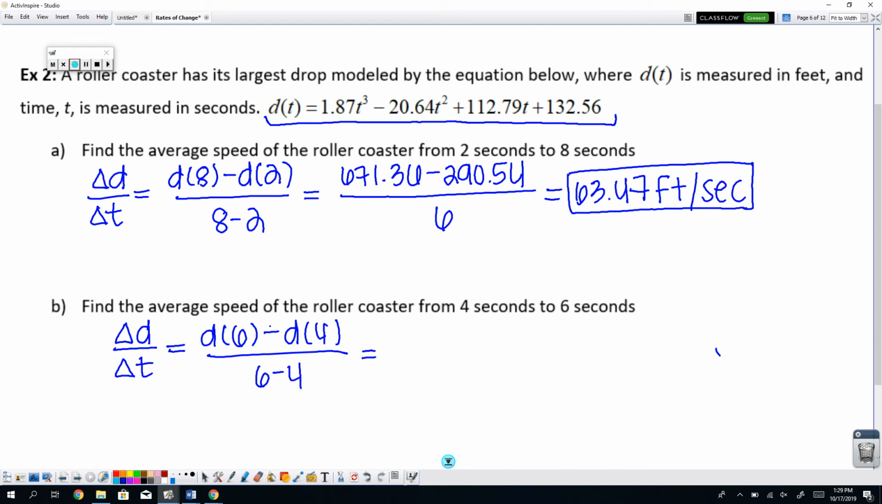Okay? So again, I'm just going to plug it into my table, and I can do the same thing with my TI Nspire if I want to use that instead. You just go to the table by using Control T. So this is 470.18 minus, and then we need 4, which is 373.16. And that's all over 2.